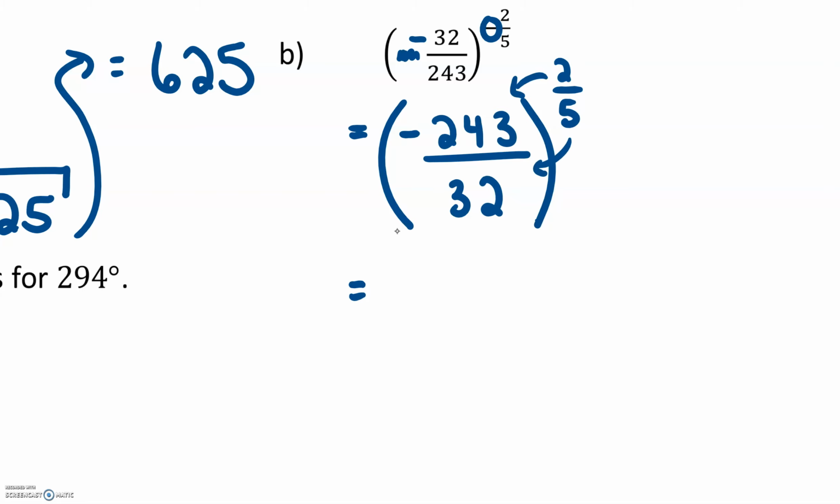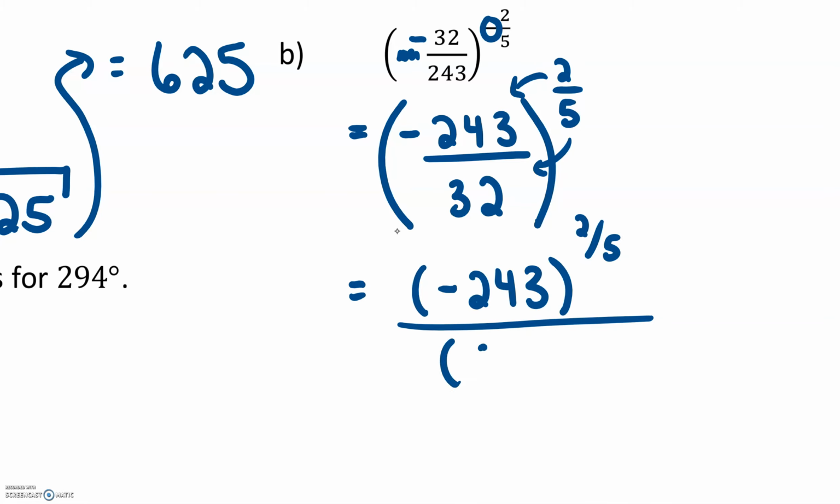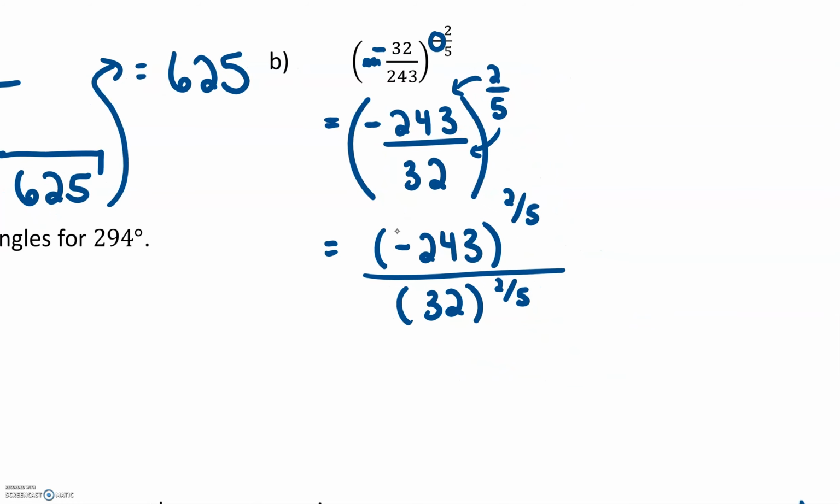Now because negative 243 is in a bracket, I have to keep it in a bracket. You guys have a bad habit of getting rid of the bracket at this point. Now the bracket at the bottom is not really necessary because it's just a positive number. But when it's a negative number, it makes a huge difference.